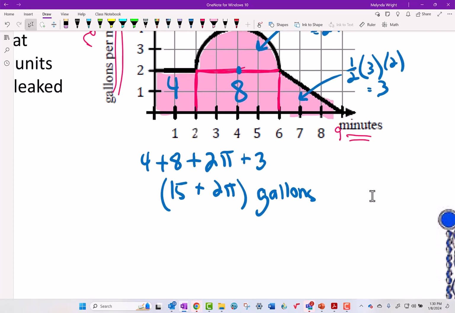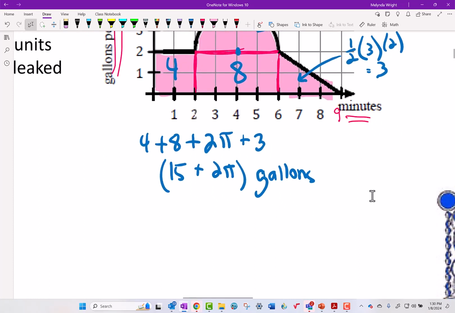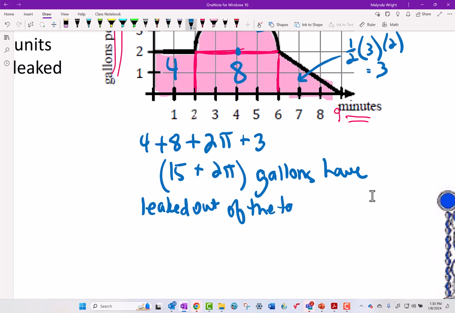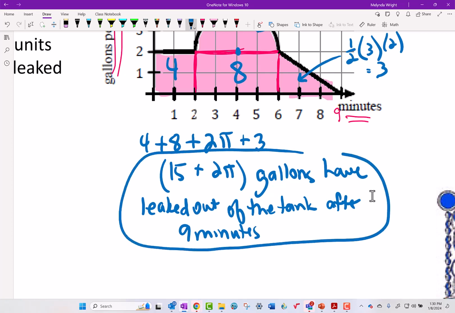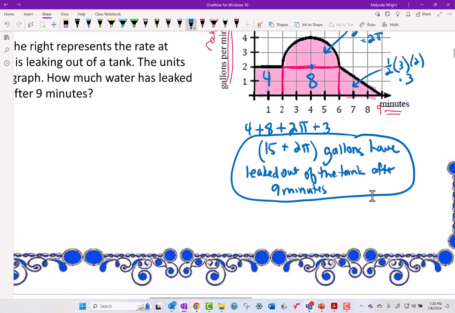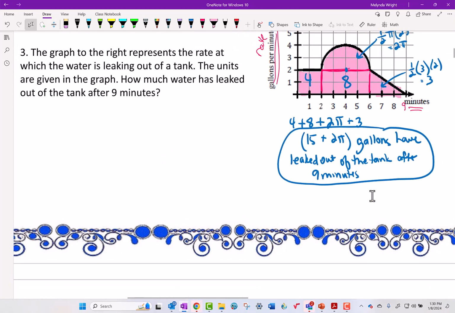And we're going to say the explanation. So the explanation is 15 plus 2 pi gallons have leaked out of the tank after 9 minutes. They love it when you repeat back what they say. Compare what we said with the prompt: how much water has leaked out of the tank after 9 minutes? 15 plus 2 pi gallons have leaked out of the tank after 9 minutes. They love that.